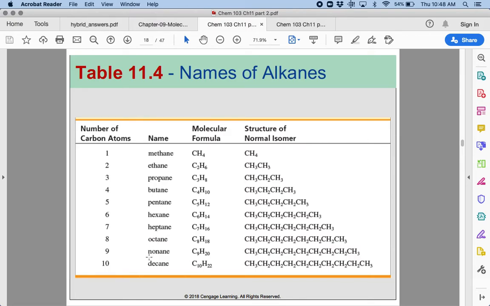Oct is 8. Non is 9. And dec is 10. We will only go up to 10. Those are the ones I'm going to expect you to be able to know. Anything higher than that, and I would provide it for you.